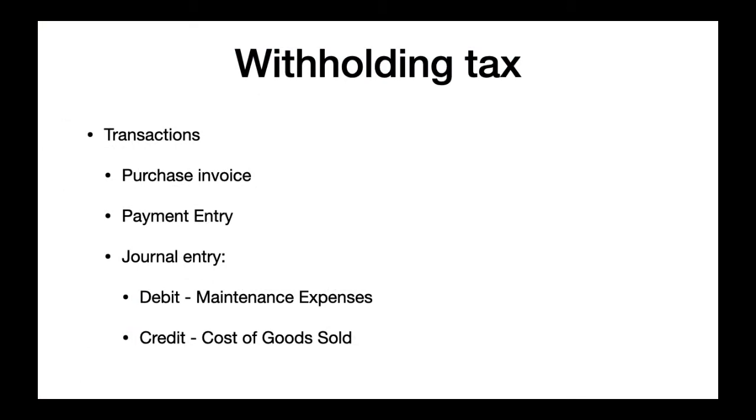The transaction for withholding tax starts with the purchase invoice, and then you just pay the money. However, everyone needs to do the journal entry in order to move the cost of goods sold value to the maintenance expenses.